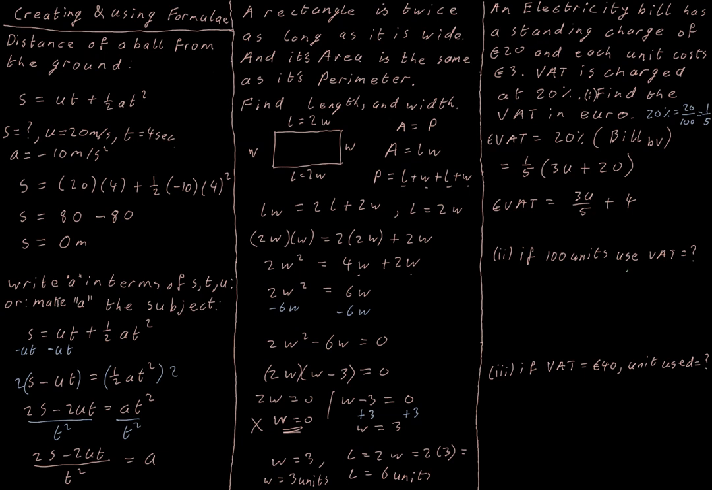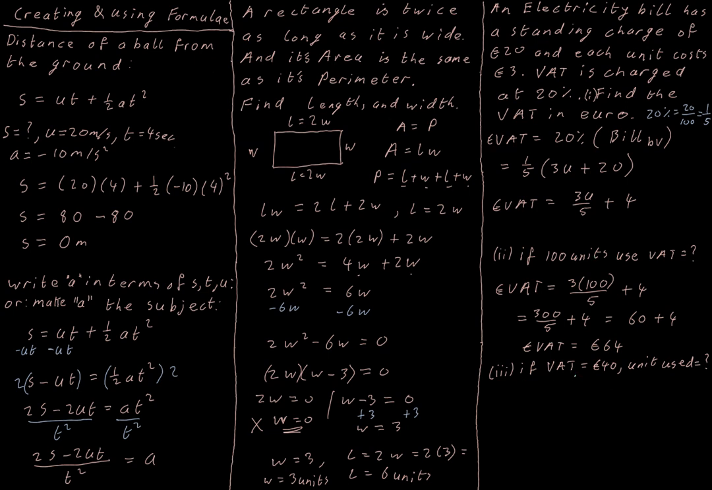If 100 units of electricity were used, how much VAT would we have to pay? Well, we now have a formula for that, so let's sub in. So we sub in our 100 units of electricity. We pay €3 for each one of them, and we know we're getting 1/5. So we sub in, and carefully, step by step, we work out our euro VAT would be €64. We'd have to pay €64 in VAT if we used 100 units of electricity.